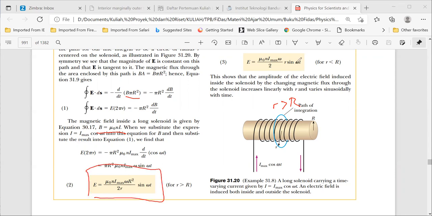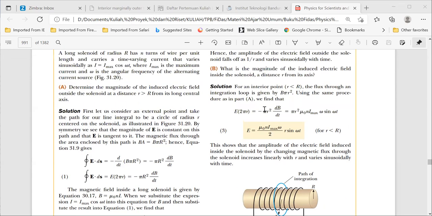Nah, kalau untuk yang di dalam, kita dapatkan, karena fluksnya luasnya baru sebatas di sini. Jadi di sini adalah r lebih kecil dari R besar. Sehingga fluksnya adalah B dikali π r kecil kuadrat. Makanya di sini dapatnya π r kuadrat kecil, bukan R besar, karena dia di dalam. Sehingga nanti didapatkan E-nya rumusnya seperti ini untuk r lebih kecil dari R besar, artinya yang di dalam.